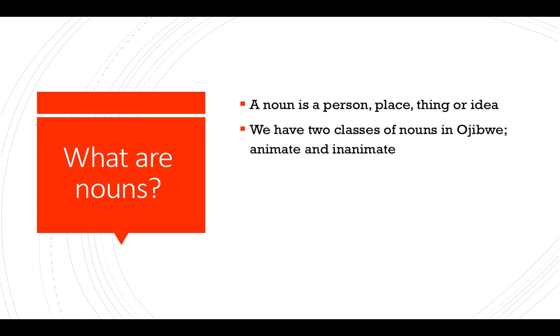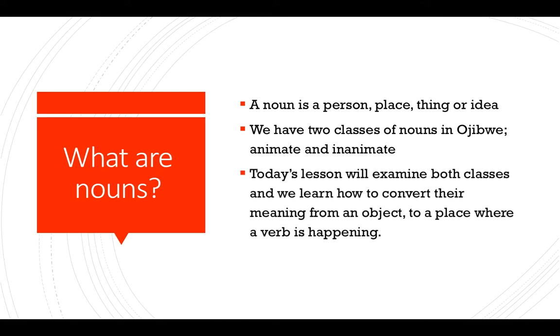So, first off, what are nouns? A noun is a person, place, thing, or idea. In Ojibwe, we have two classes of nouns. They are animate and inanimate. In today's lesson, we'll examine both classes, and we'll learn how to convert their meaning from an object to a place where something is happening, like a verb.